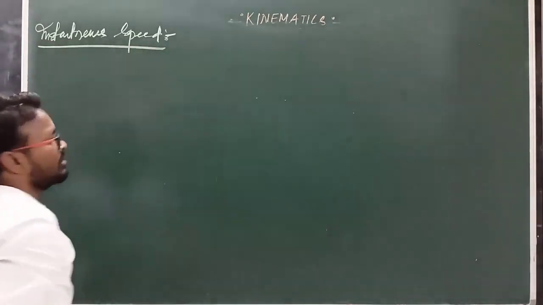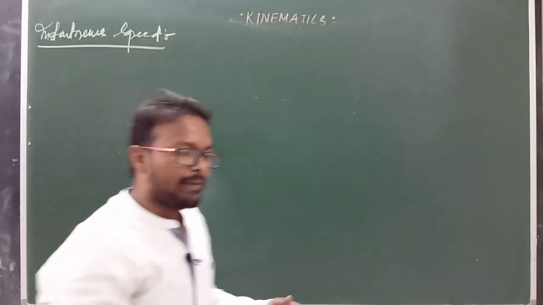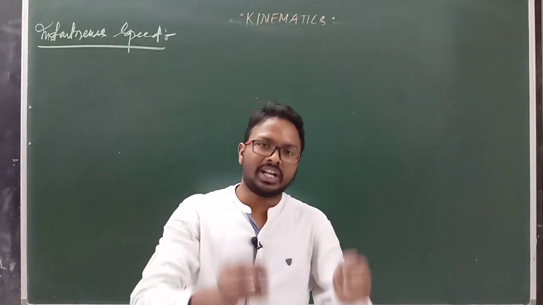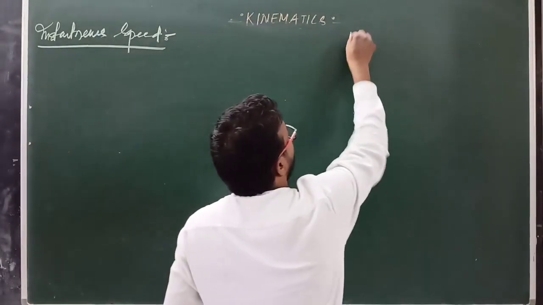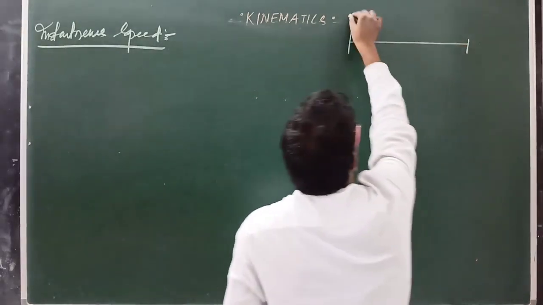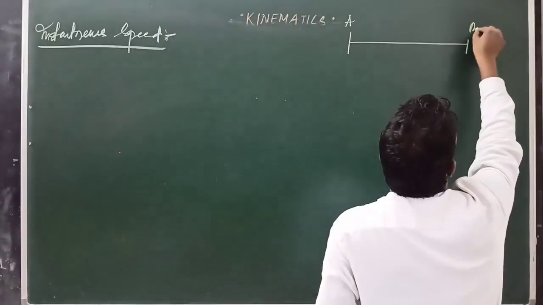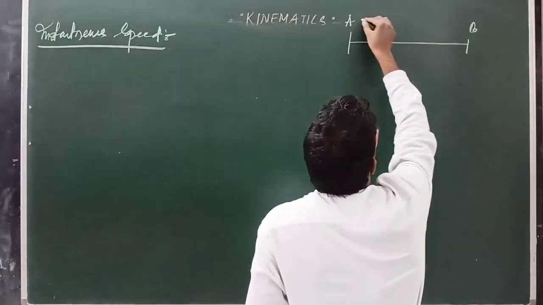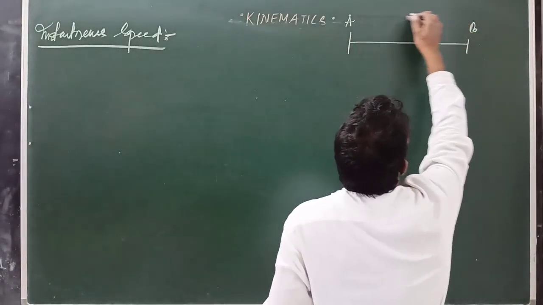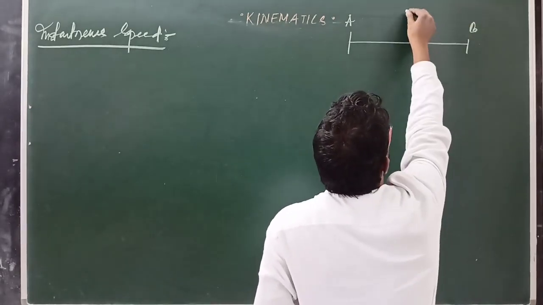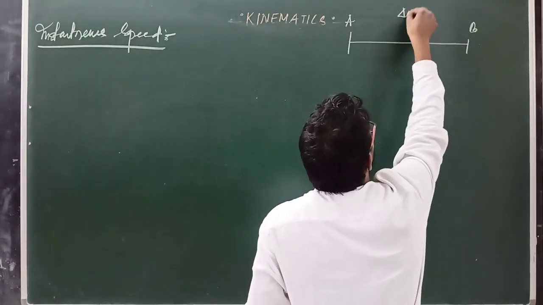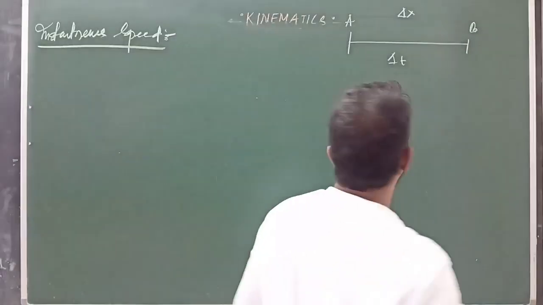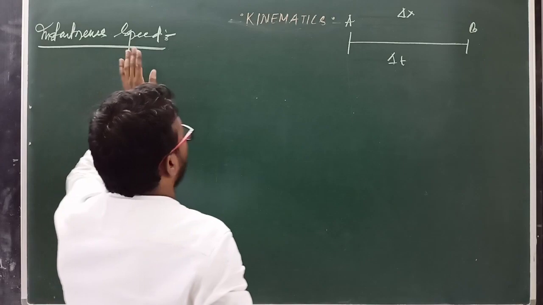Instantaneous speed. So what is average speed? Average speed means total distance traveled divided by total time taken. Suppose there are two points, this point A and this point B. Clear? Here, total distance is delta x and total time is delta t. Clear? Okay, this is known as average speed.